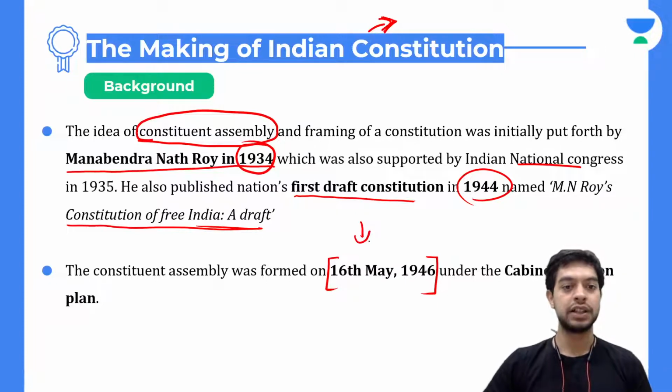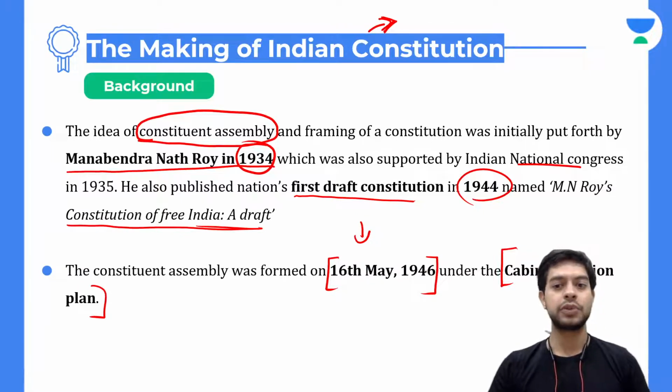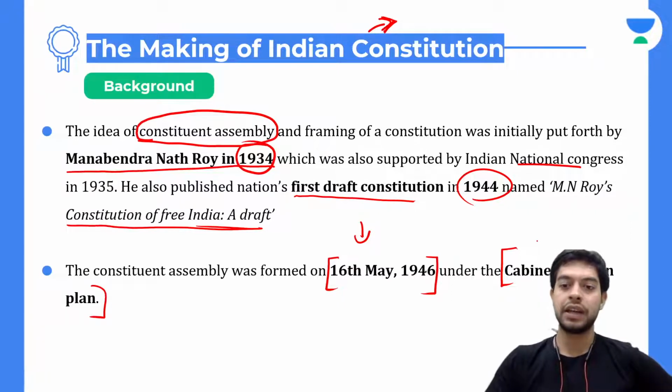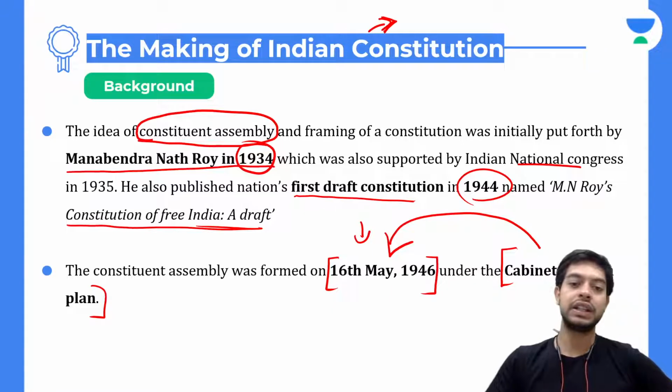Remember this date. The Constituent Assembly was formed on 16th May 1946 and under which plan? Under the Cabinet Mission Plan. सबसे पहले क्रिप्स मिशन आया था. The Cripps Mission failed. After the Cripps Mission, the Cabinet Mission Plan came. कैबिनेट मिशन प्लान भी पार्टीशन राइट्स की वजह से फेल हो गया, but कैबिनेट मिशन प्लान में कॉन्स्टिट्यूएंट असेंबली कंस्टिट्यूट हो गई थी under 16th May, on 16th May 1946.